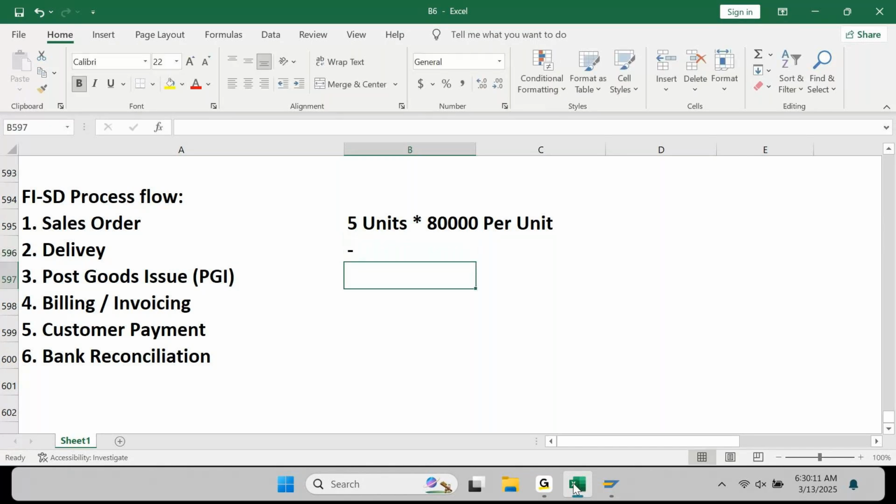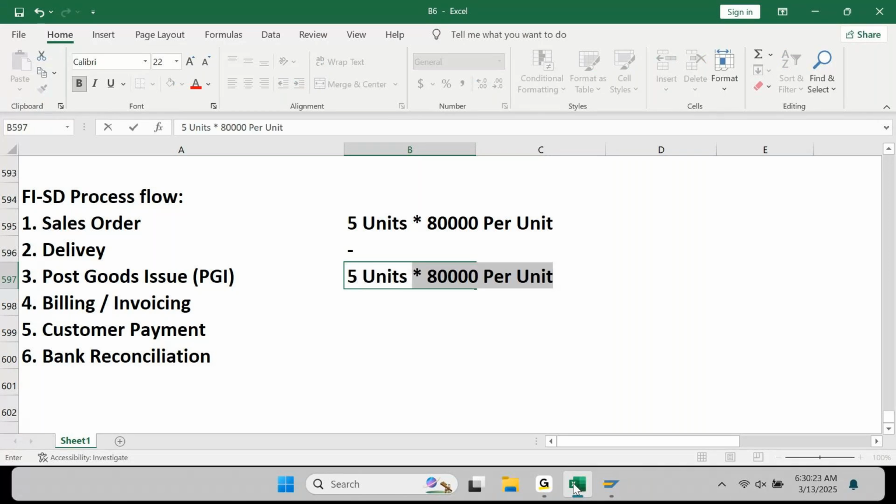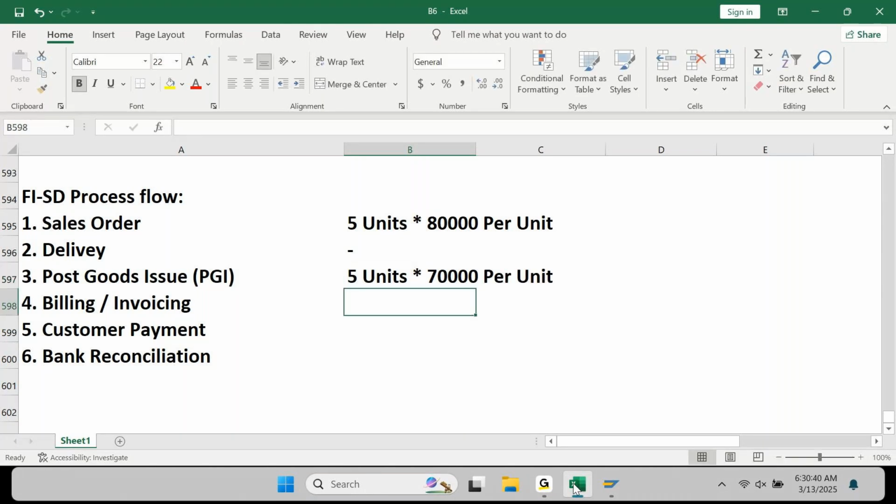We'll leave it blank. When you do goods issuing, how many goods do you issue if your order is for 5 quantity? 5. But here you will not issue the goods at selling price. You will issue the goods at cost price. So this will be at 70,000 per unit. Now, when you do the invoicing, do you do the invoicing at cost price or at selling price? Selling price. So it will be 5 units at 80,000 per unit.